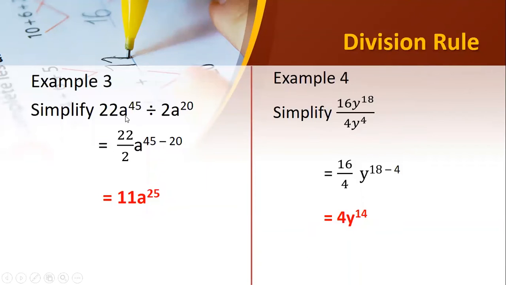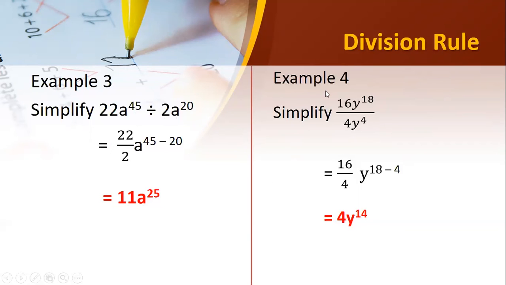The best thing to do in this instance is to carry out the normal division on the coefficient and take 20 away from 45. That is, we would have 22 over 2 a raised power 45 minus 20, and that will give us 11a raised power 25. So we can say 22a raised power 45 divided by 2a raised power 20 would give us 11a raised power 25.